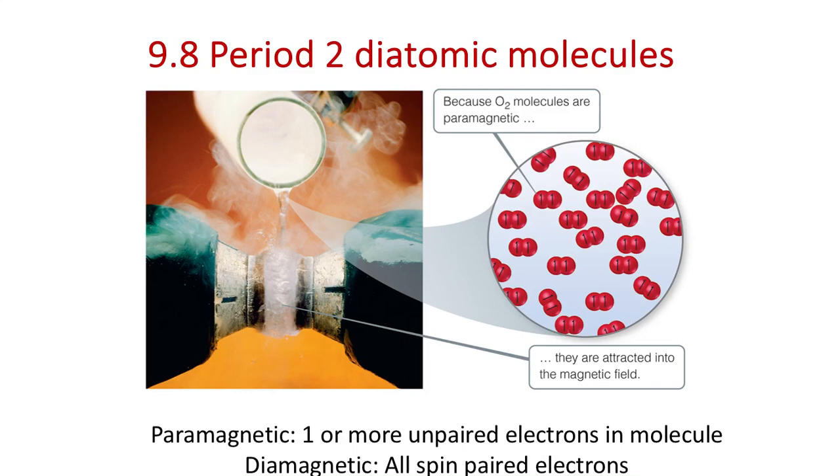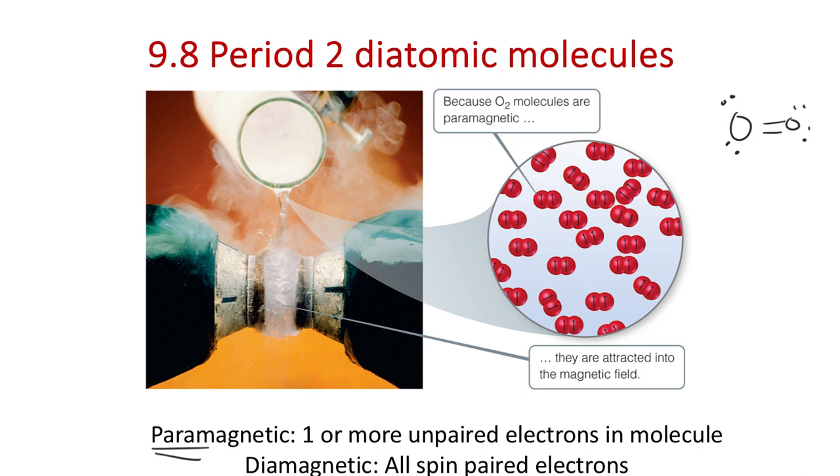Good morning, everyone. So last time we were ending with this picture here and a demonstration on liquid oxygen, on how oxygen was being pulled into a magnetic field in a way that we wouldn't have expected. If we were just looking at the Lewis structure of oxygen, we were thinking all these electrons, according to the Lewis structure, appeared to be spin paired. And we're seeing oxygen was actually paramagnetic, though, that it was being drawn into the magnetic field.